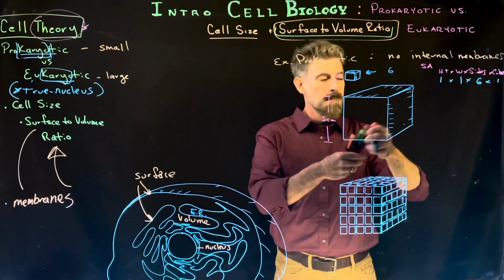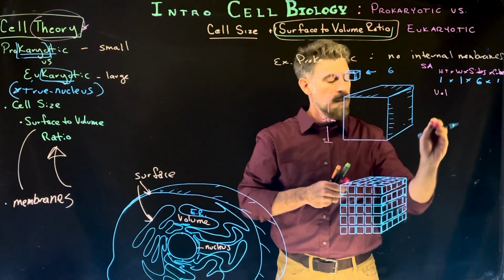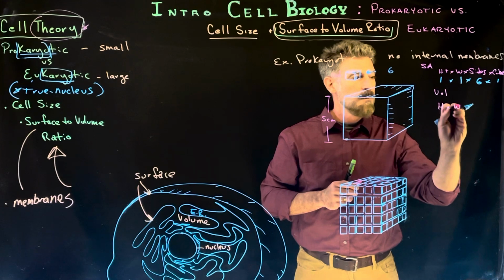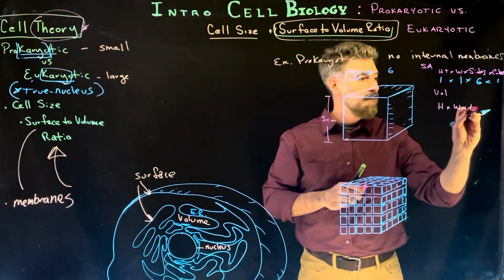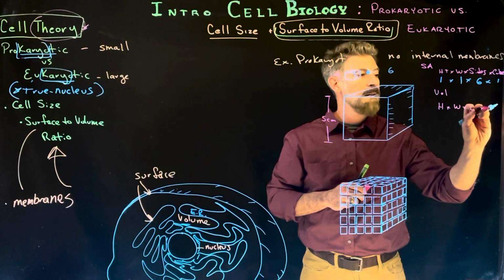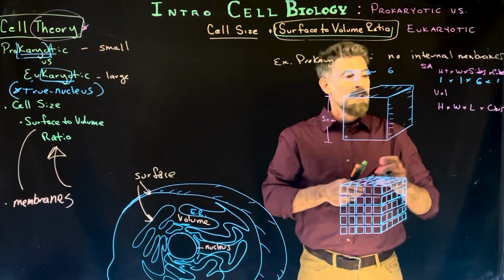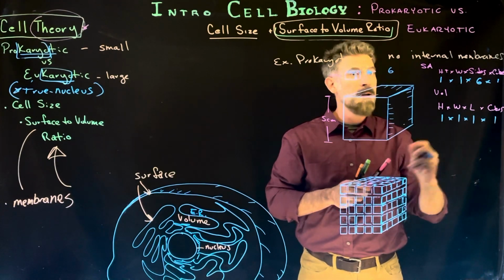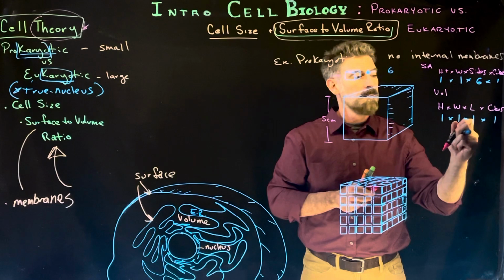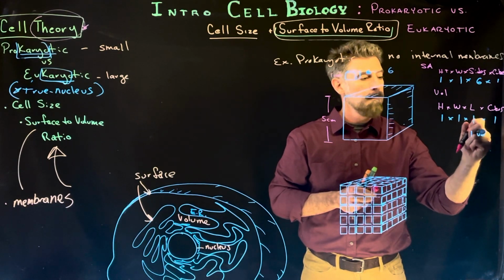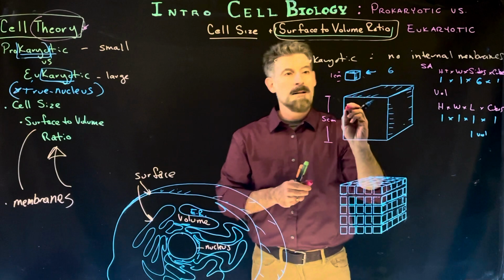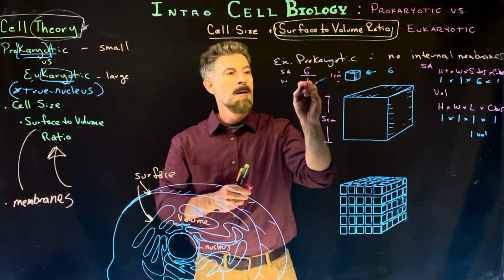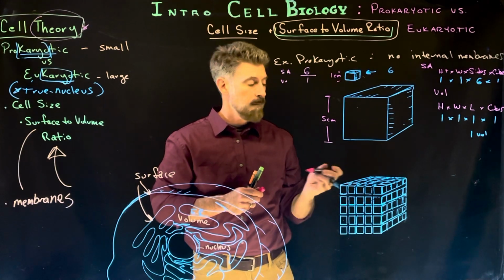Now, the volume is going to be similar, but a little bit different. So here we have height times width times length, the 3 different dimensions instead of sides, and then the number of cubes. So for that, we're going to have height is 1, width is 1, length is 1, number of cubes is 1. All right, so that's going to be 1 cubic centimeter for volume. So the ratio for this little cube here is 6 for surface area, and volume is 1, so 6.